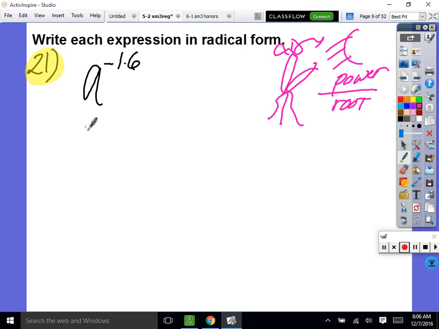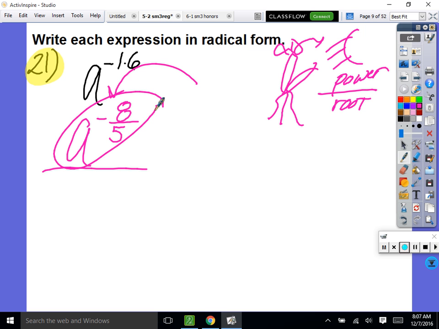-8/5. So I'm going to rewrite this as a to the -8/5. I'm rewriting it as a fraction because then I can rewrite it as a radical. First of all, notice this one has a negative exponent. So the first thing we're going to do is say we shouldn't have negative exponents. Let's flip it over a fraction. So we take it, flip it over a fraction.